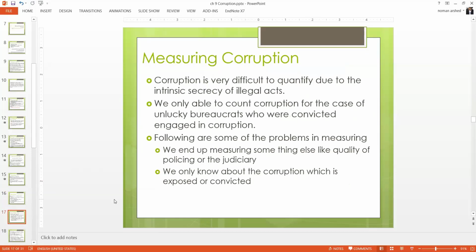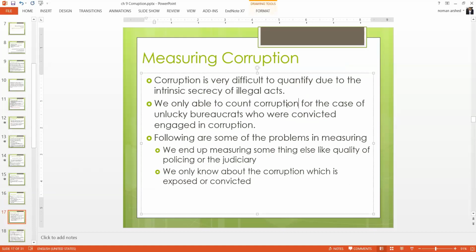So corruption is very difficult to quantify due to the intrinsic secrecy of illegal acts. Because if we were able to quantify it, we could have caught the corruption easily. So since corruption is actually hidden, it's very difficult to quantify how much corruption is done. We are only able to count corruption cases.